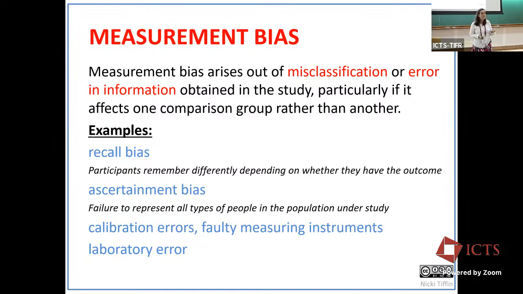So examples of this, if you have recall bias, I mentioned that already, where people remember differently depending on whether they have an outcome or not, and you actually capture the exposures incorrectly based on recall bias. Ascertainment bias is where you fail to represent all types of people in the population under study. So you may only have certain people who get diagnosed for certain reasons in your study, and you've missed out a whole lot of people who should have also been included as being diagnosed in the study. You can have calibration errors, faulty measuring instruments, and laboratory error that can all lead to systematic error in your study data.